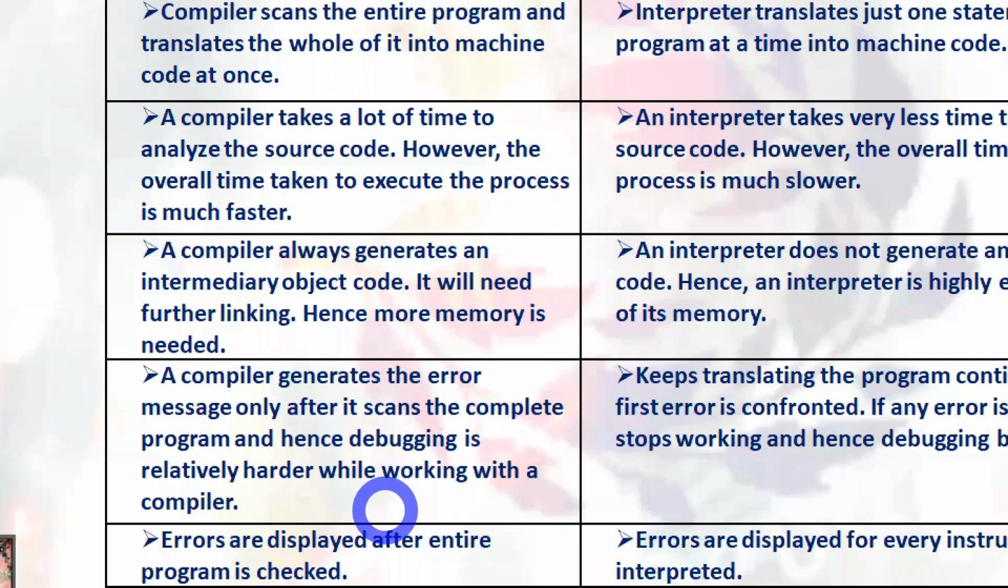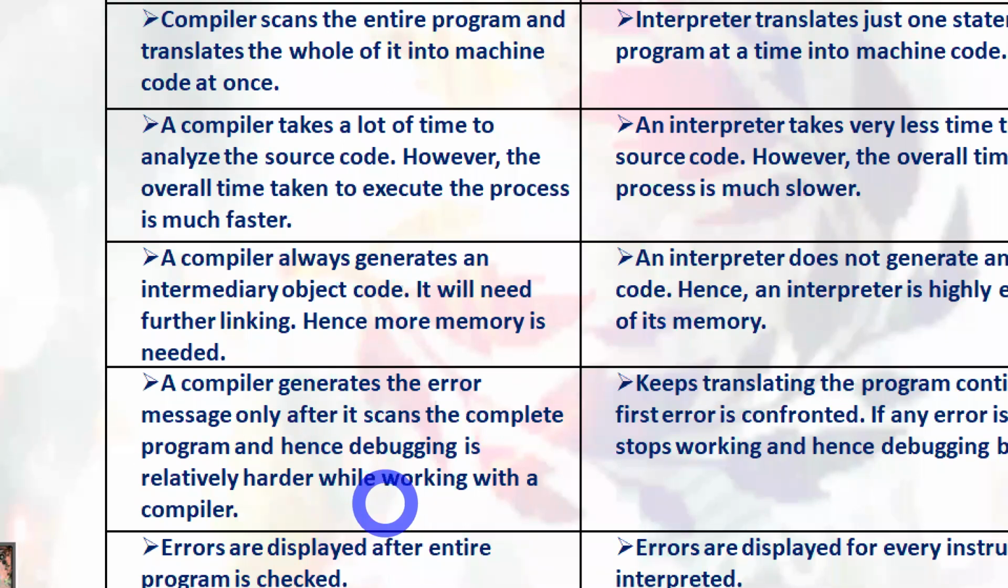A compiler generates the error messages only after it scans the complete program, and hence debugging is relatively harder while working with a compiler. The debugging issue is there because the compiler loads the entire source code at a time and generates all the errors at a time. Due to that, it is very difficult to identify a particular bug in a particular line, and fixing the issues is a time-consuming process.